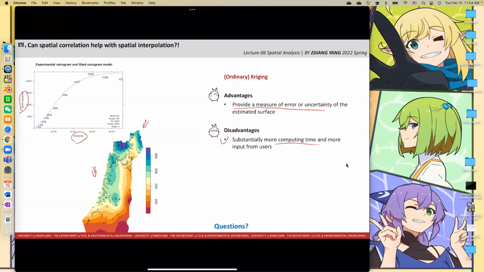Does this, like the inverse distance, assume that the concentration decreases as the distance increases? You mean for kriging? Yeah. From this plot, yes, we can see the variance increases as the distance increases, so the correlation decreases as the distance increases. But for kriging, first we need to construct this variogram, so it can give some general ideas about the correlation between the difference and the distance.